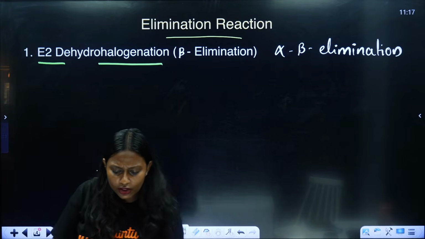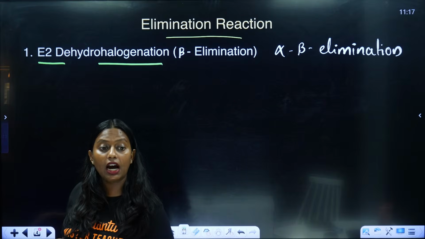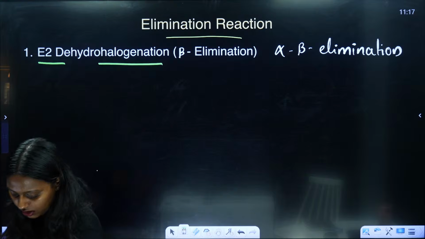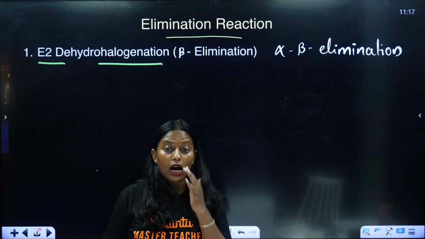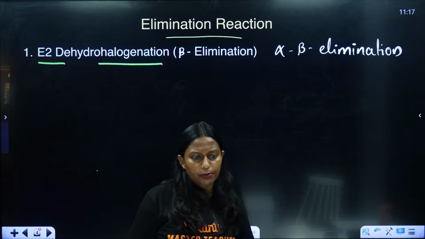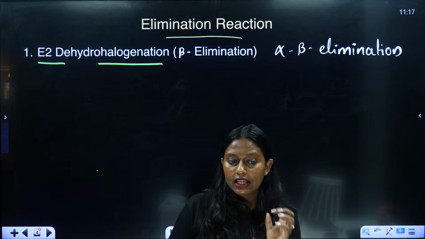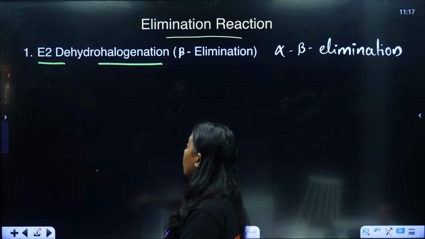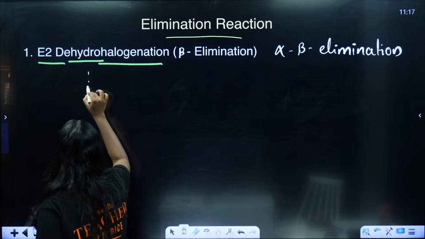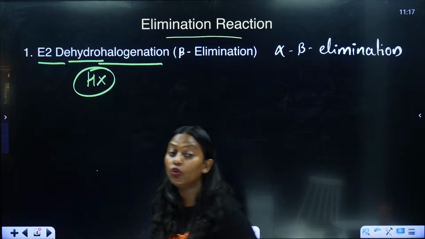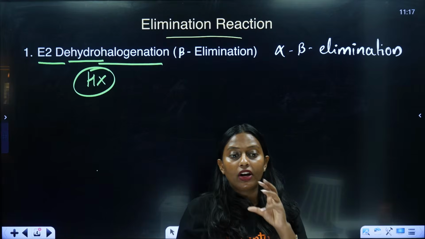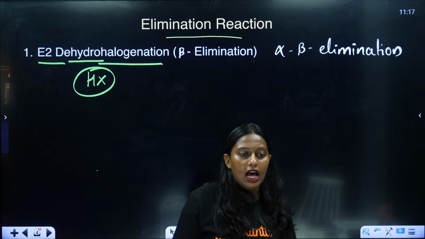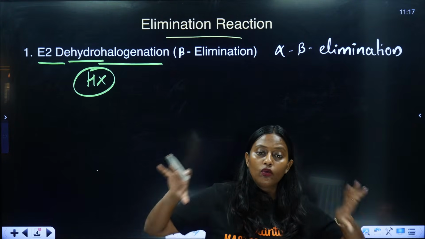Dehydrohalogenation. Guys, what is the meaning of dehydrohalogenation? Come on, it's very simple. Dehydro, removal of halogens. Here you can see hydro is also there, so H elimination or removal. That is actually dehydrohalogenation. That means here the removal of hydrohalogen.